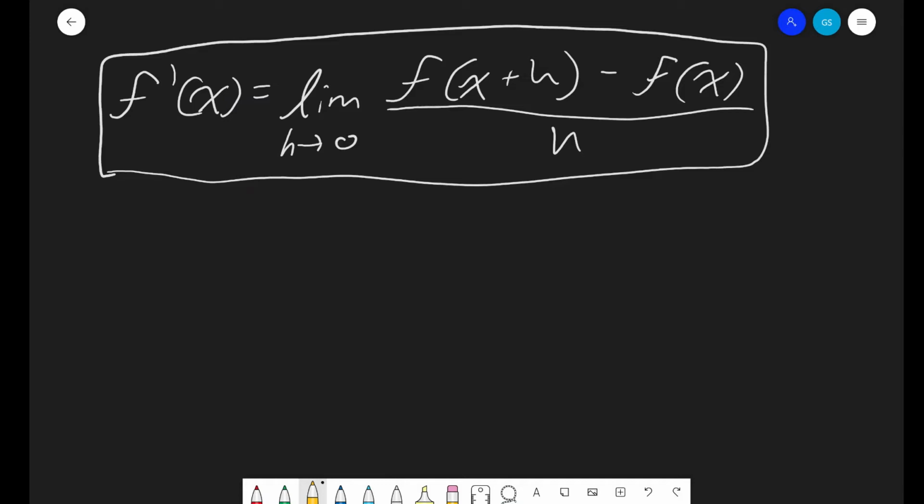In the last video, I talked about and showed the derivation of the difference quotient, and today I'm just going to show you how to use it. So I've got a few examples lined up.